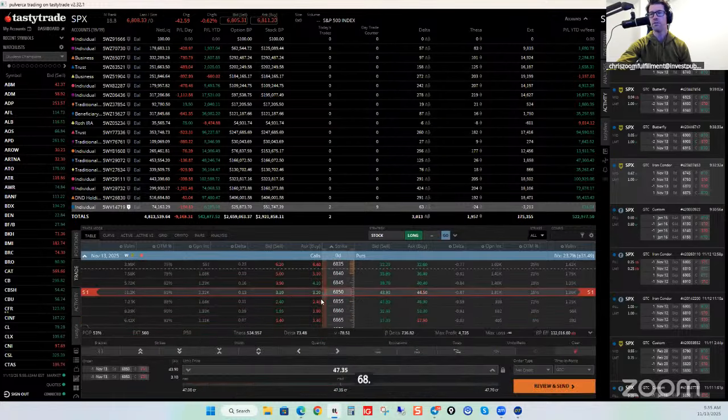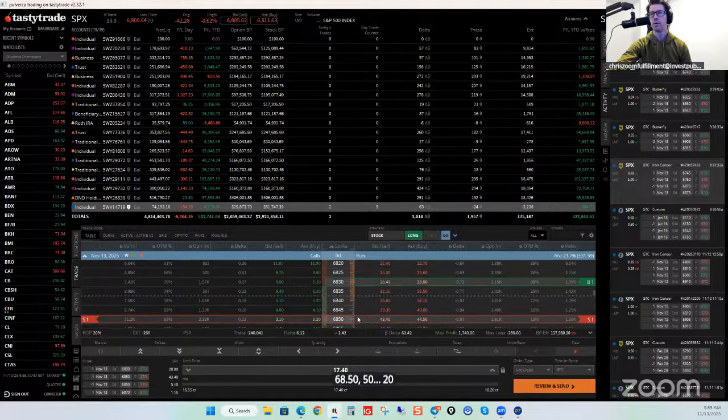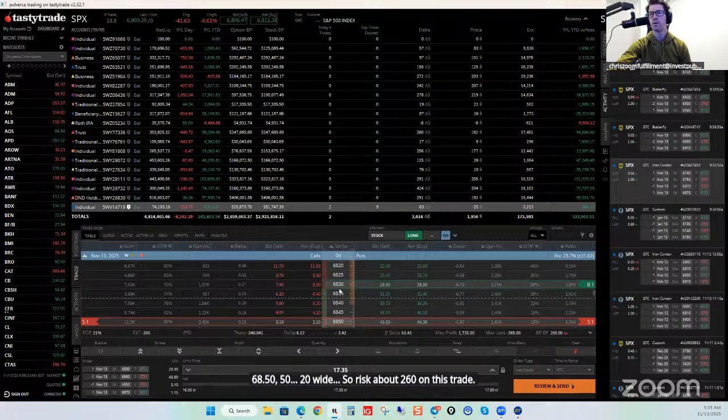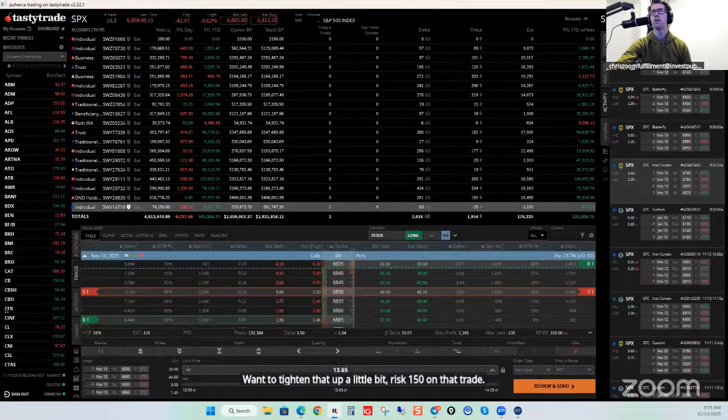6,850, 20 wide. So risk about 260 on this trade. Want to tighten that up a little bit. Risk 150 on that trade. So if we get back up to gap fill tomorrow, that's a pretty tight risk.